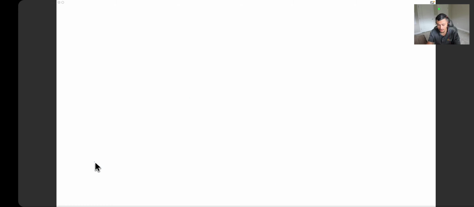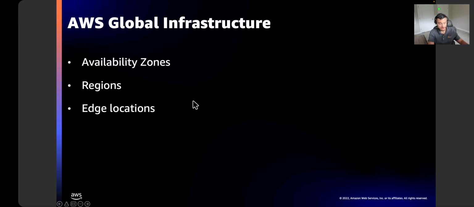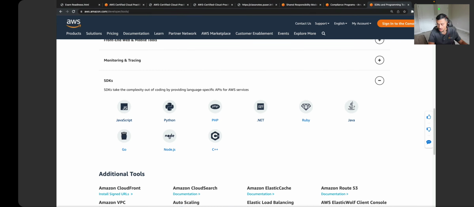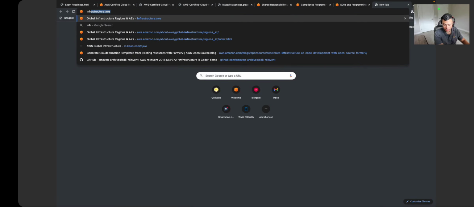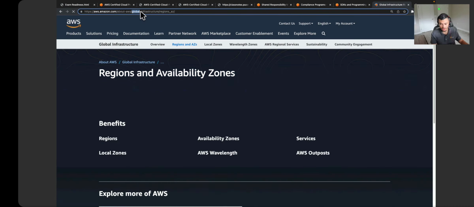So be aware about the differences between these different components. You can also head over to infrastructure.aws. So I'll put this in the chat.